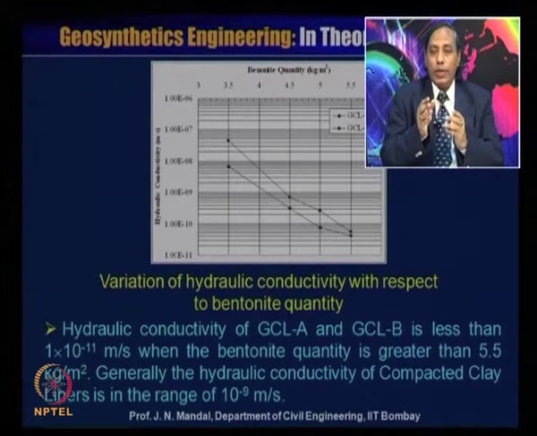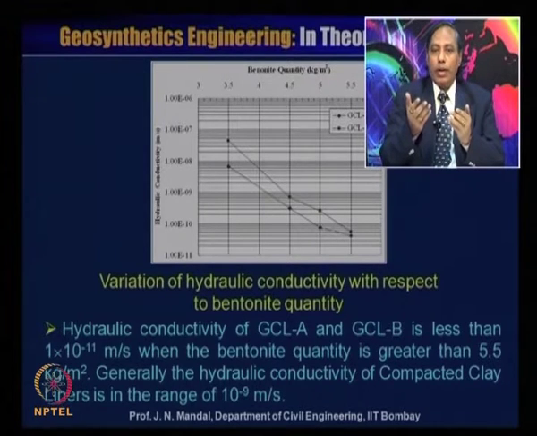And also at the same time we should know what quantity of the bentonite is required. It has been observed that if this bentonite quantity is greater than 5.5 kg per meter square, you will obtain the better hydraulic conductivity of the geosynthetic clay liner.